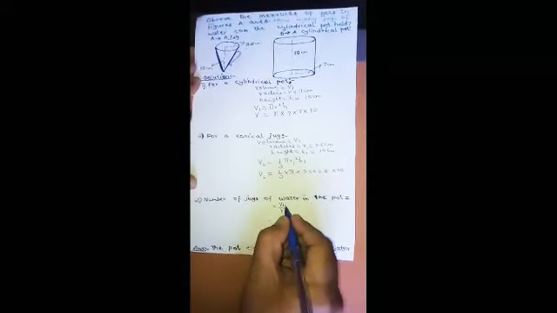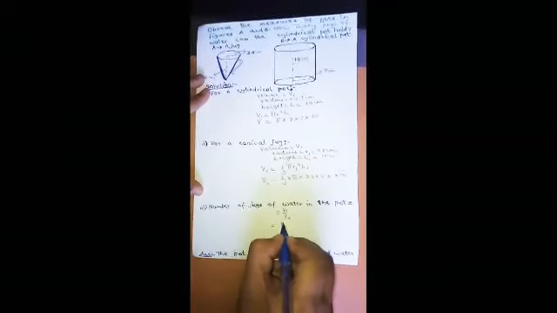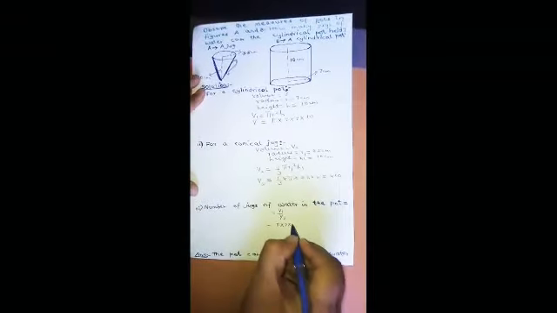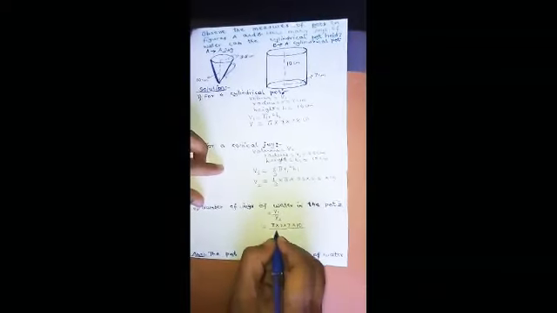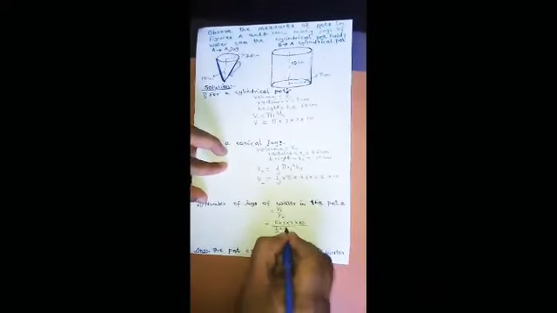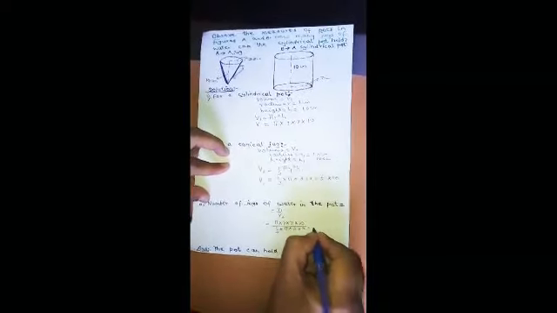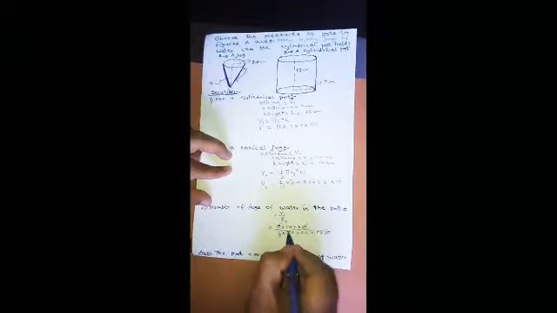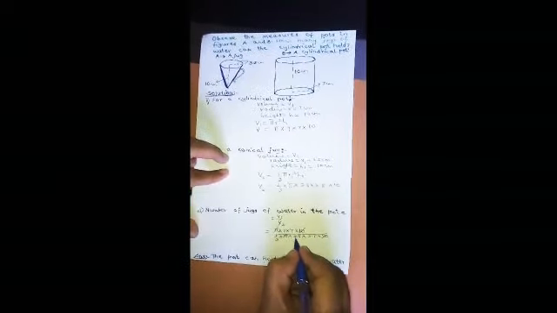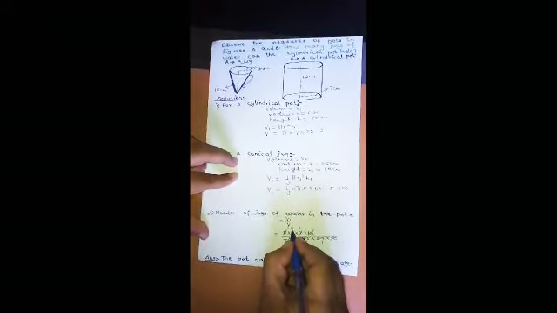So we will substitute V1 and V2 from the first step and the second step. V1 is pi into 7 into 7 into 10, divided by V2, which is 1 upon 3 into pi into 3.5 into 3.5 into 10. So this 10 and 10 will cancel, pi and pi will cancel. 3.5 ones are and 3.5 twos are will be 7.